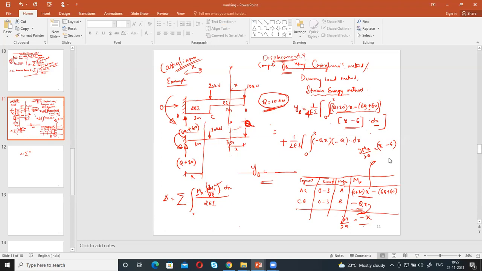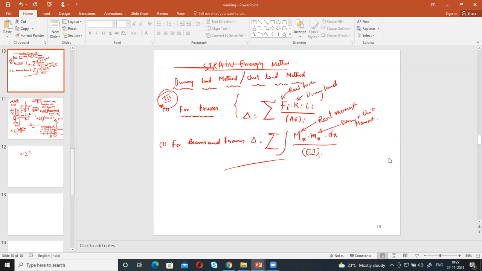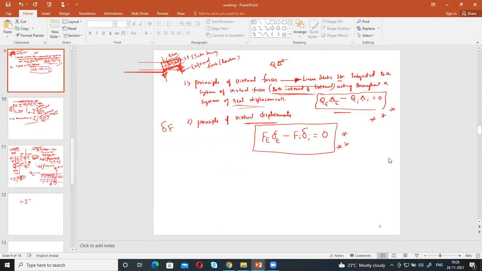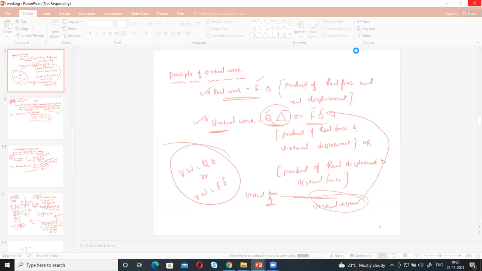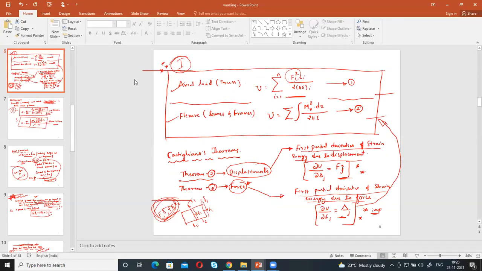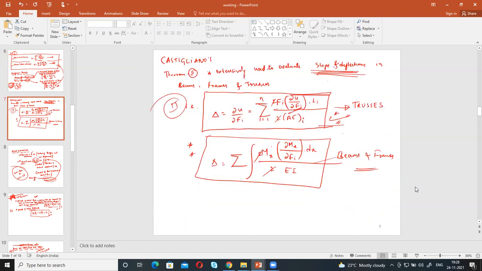But generally, the important thing you must remember is the equations, because they will directly ask equations in MCQ. So the dummy load method equation is very, very important, as well as the principle of virtual forces, the principle of virtual displacements, and also what is meant by real work and what is meant by virtual work, and this one, the axial load equation, flexure equation. And what is meant by Castigliano's first theorem? The first partial derivative of strain energy due to displacement. What is meant by Castigliano's second theorem? It's the first partial derivative of strain energy due to force. So we are getting displacement in theorem two. Theorem two is very, very important. Using theorem two, we can solve trusses, beams and frames.